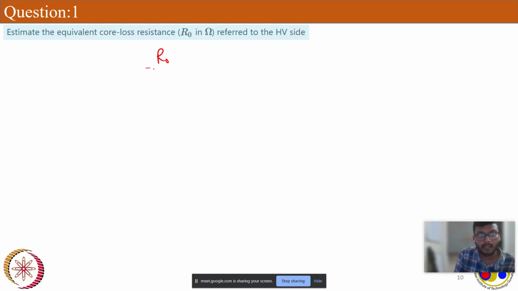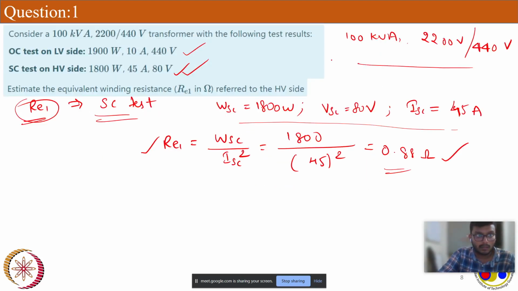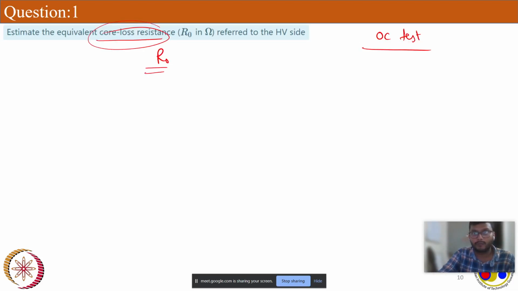Now we are asked for the core loss resistance. Core loss resistance, we usually conduct the open circuit test to find the core loss equivalent circuit parameters. And I need the OC test: 1900, 10 and 440.